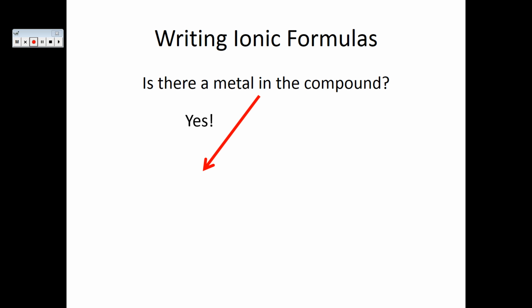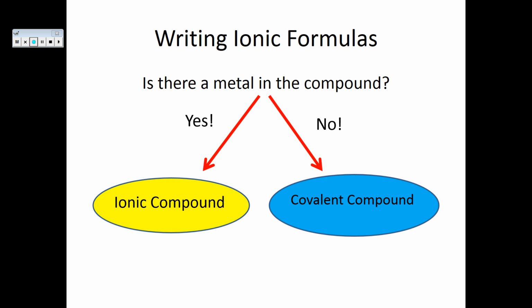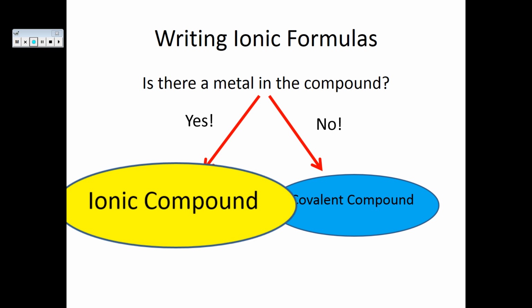In order to determine whether you have an ionic compound, you always ask yourself, is there a metal in the compound? On the test or quiz, you're going to have all these different formulas and names, so you have to make sure that you have an ionic compound before you do the rules that we're going to see today. If your answer is yes, there is a metal, you have an ionic compound. If the answer is no, remember you have a covalent compound. And we will do those rules on a different day.